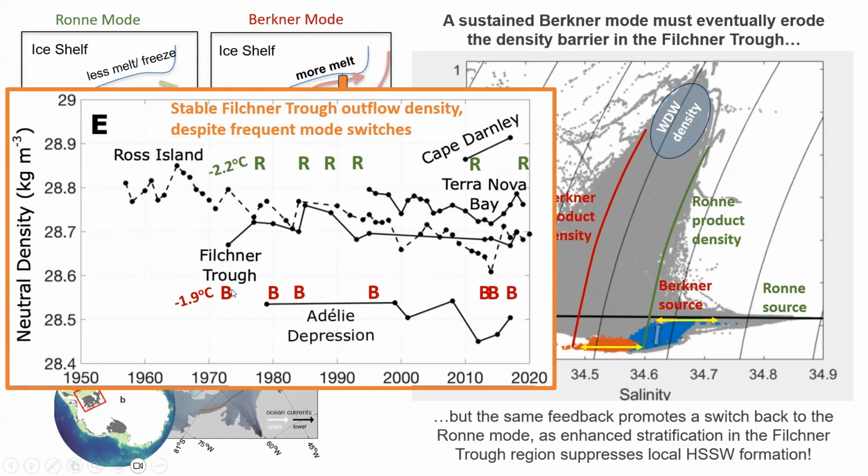And that's what can be seen in the historical data. The R's and the B's are my assignments of when we saw a Ronne mode or a Berkner mode, whereas the center black line, this is from Alessandro's review on the dense water formation around the continent, shows that density in this area has not changed much, although we're flipping between these modes. So there seems to be some compensating mechanism, and that's again in interaction with the meltwater, this stabilizing mechanism.